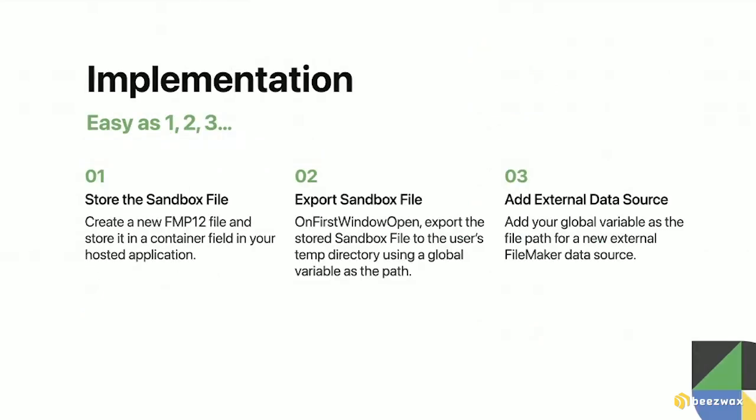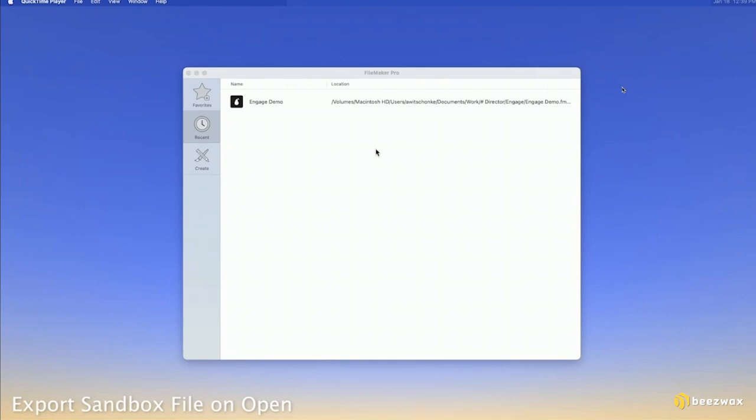It's really not nearly as complicated as you might think. The add-on that we built adds a table with the container field and has scripts that you can add to your OnFirstWindowOpen to export the file, and adds at least one table occurrence of the local file to your graph for you. So you're ready to go to start developing tables and fields in the local file and start using them. So, a quick demo of what I'm talking about here.